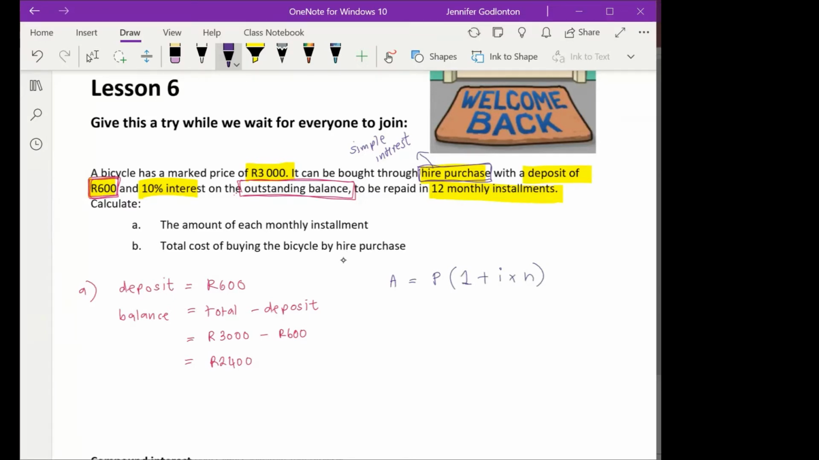Nice job, guys. Now we just get to put all of that information in. P is going to be our balance. We know that i is 10%. And how many years is this going to be if it's 12 monthly installments? How many years is this loan for, if I have to pay it off in 12 months? Who thinks they can tell me?